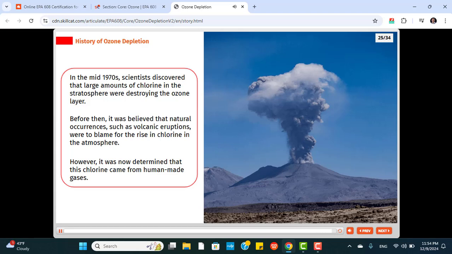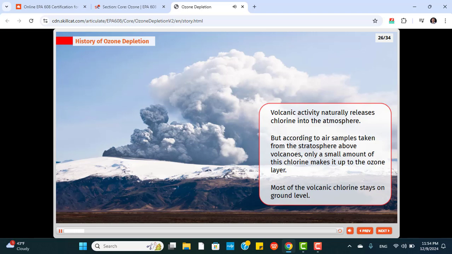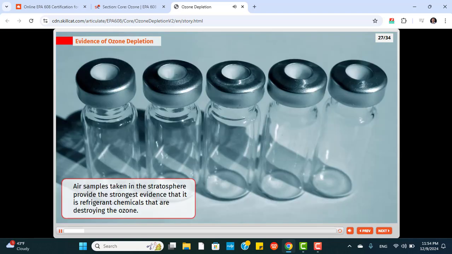Volcanic activity naturally releases chlorine into the atmosphere. But according to air samples taken from the stratosphere above volcanoes, only a small amount of this chlorine makes it up to the ozone layer. Most of the volcanic chlorine stays at ground level. Air samples taken in the stratosphere provide the strongest evidence that it is refrigerant chemicals that are destroying the ozone.